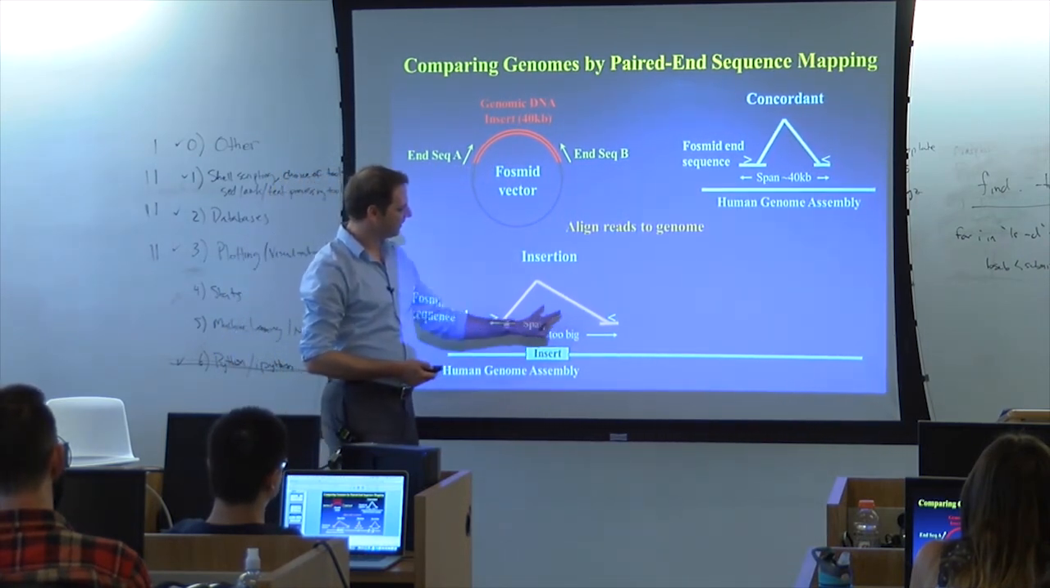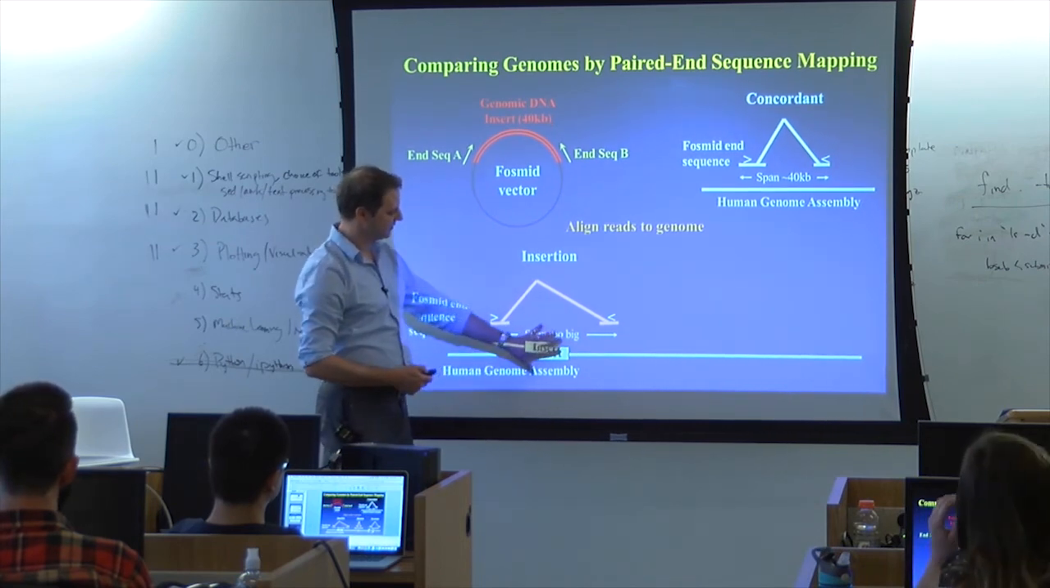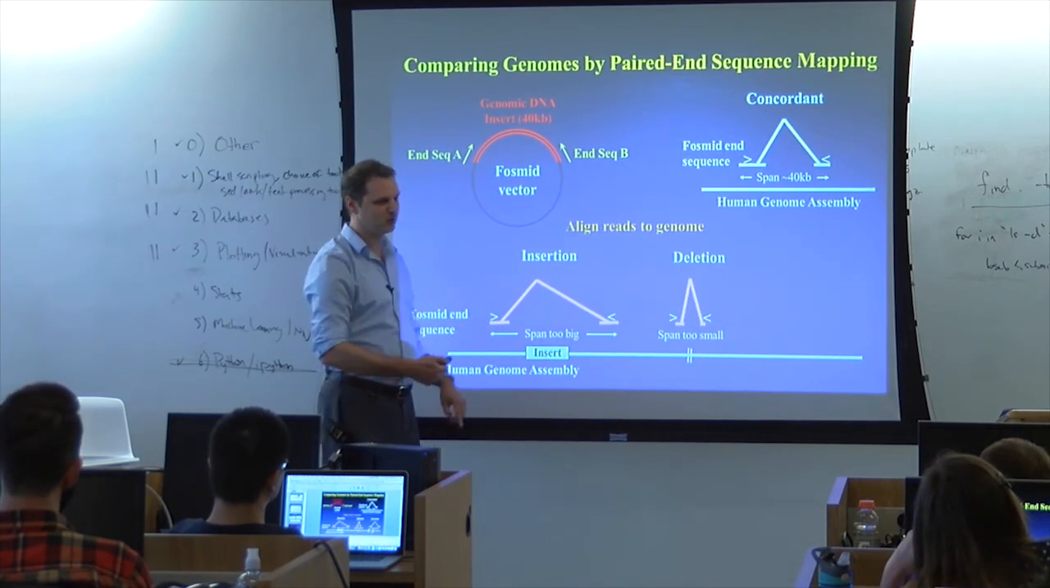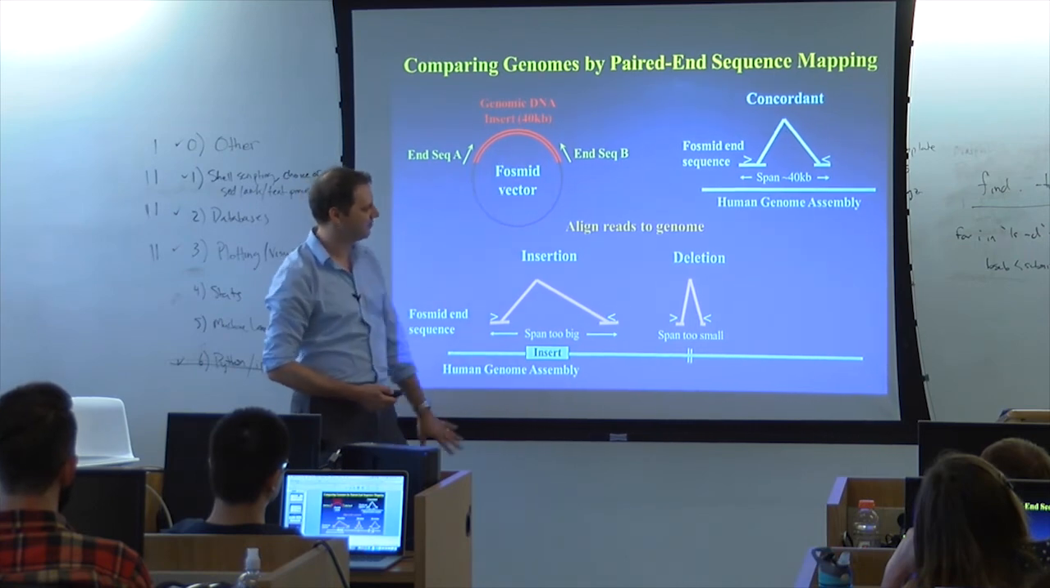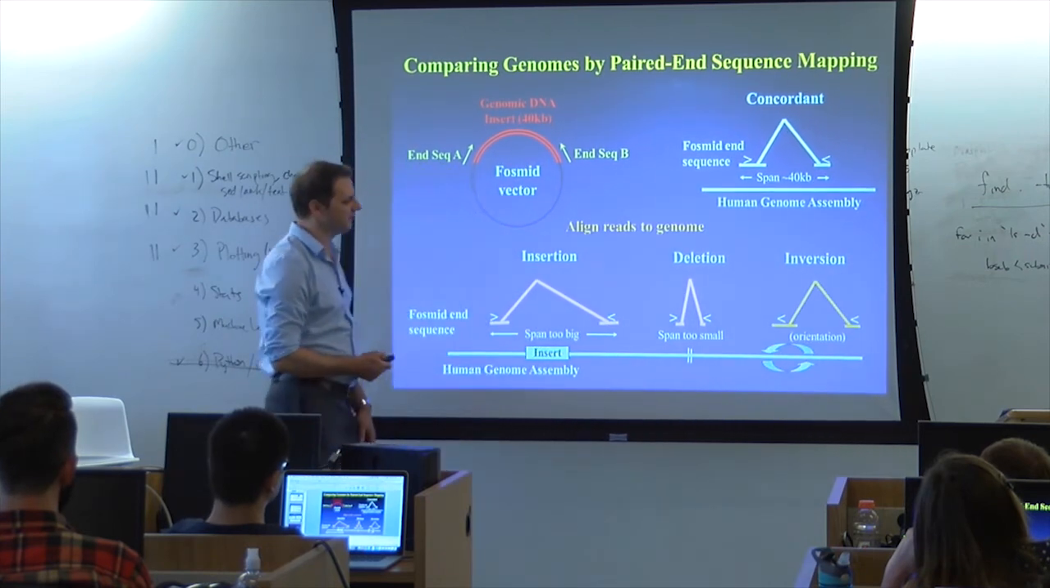Where you find they map differently, i.e. further apart than you expect, that suggests there's an insertion. If they map much closer together, less than 40 kb, that suggests a deletion, or if flipped around, an inversion.